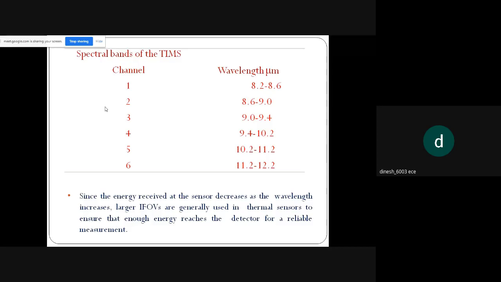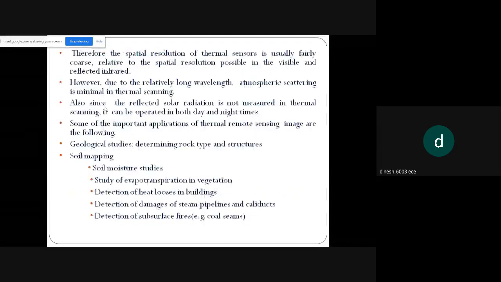Since the energy received at the sensor decreases as the wavelength increases, larger IFOVs are generally used in thermal scanners to ensure that enough energy reaches the detector for reliable measurements. Therefore, the spatial resolution of thermal sensors is usually fairly close to the spatial resolution that is possible in the visible and reflected infrared.